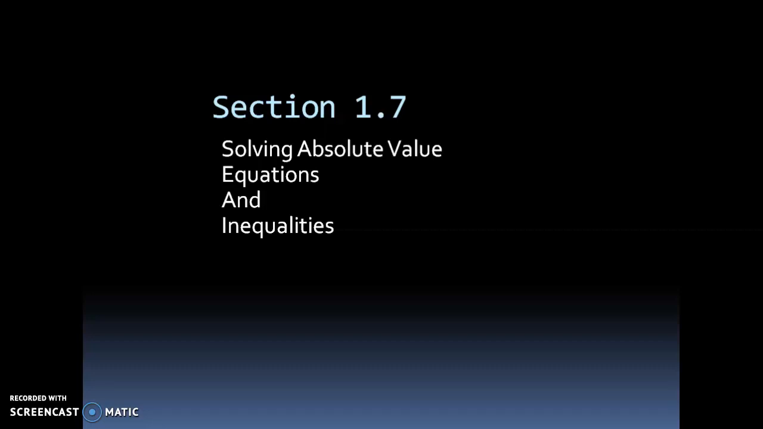Section 1.7, Solving Absolute Value Equations and Inequalities. Perhaps you remember from Algebra 1 that the absolute value of a number is the distance a number is from 0 on the number line. So because it's a distance, it's always going to be a positive value.